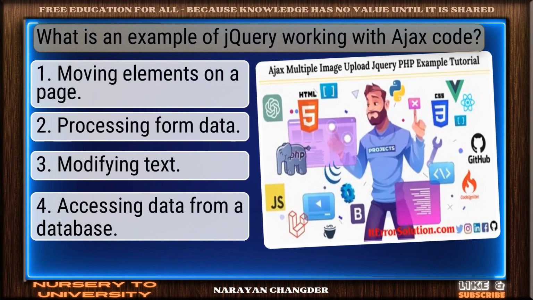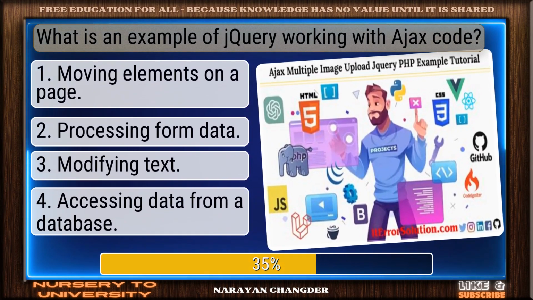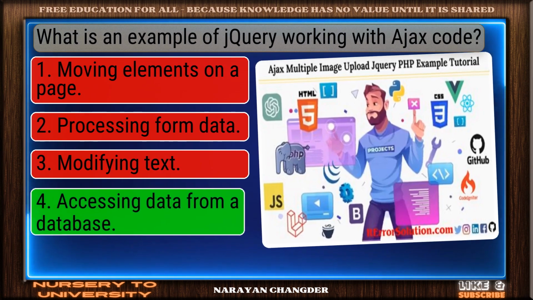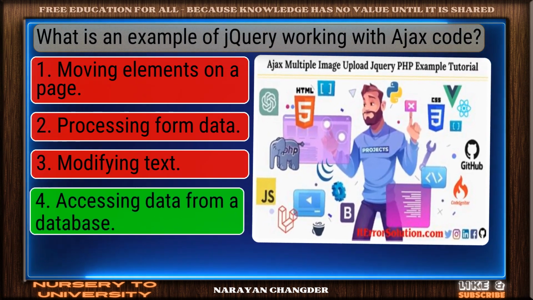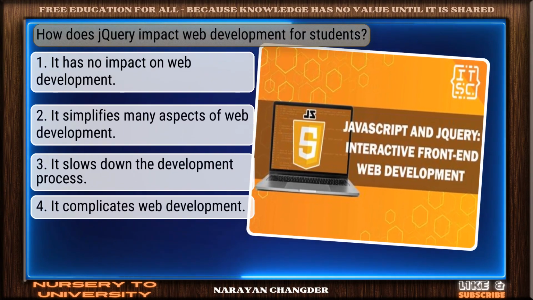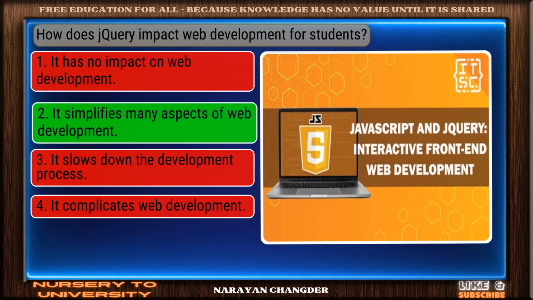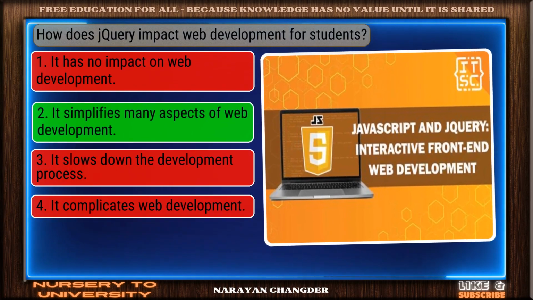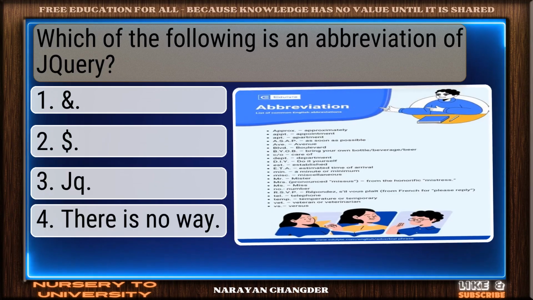Question number 33. What is an example of jQuery working with Ajax code? Well done. Accessing data from a database is the right choice. Question number 34. How does jQuery impact web development for students? Valid point. It simplifies many aspects of web development is true.